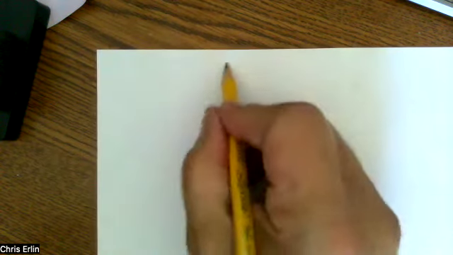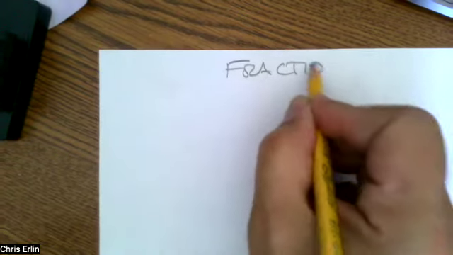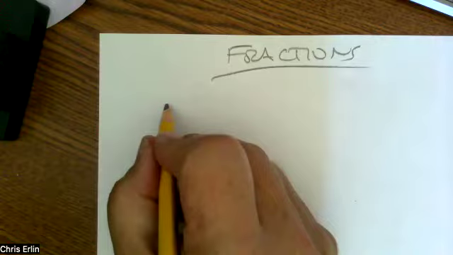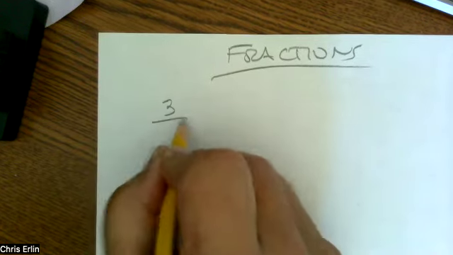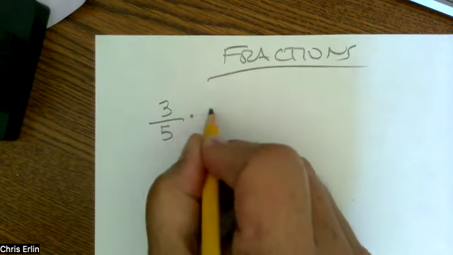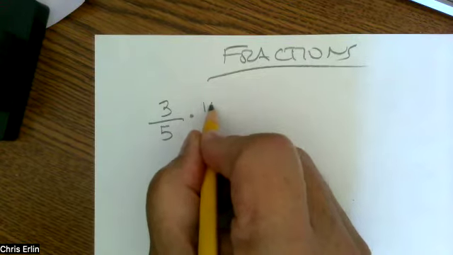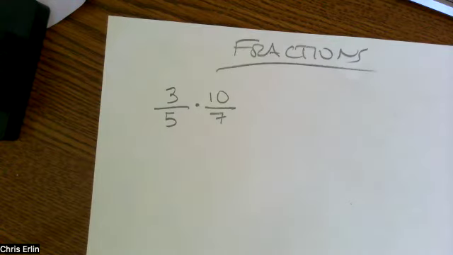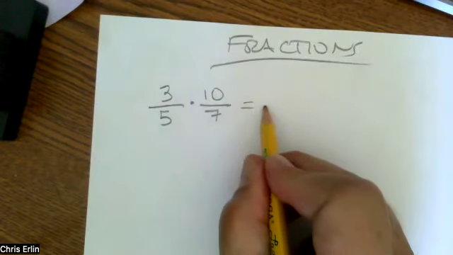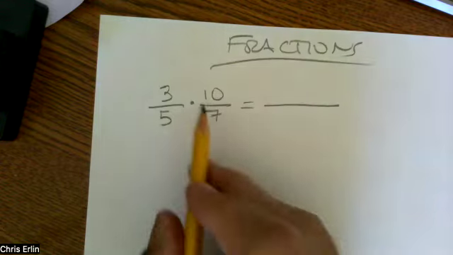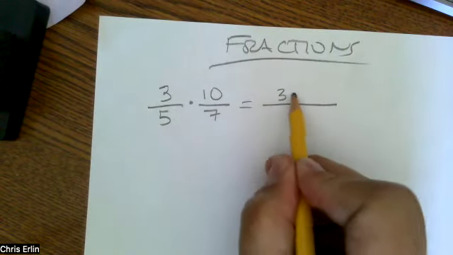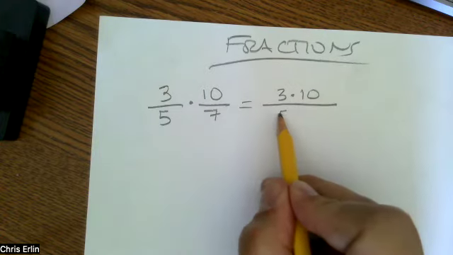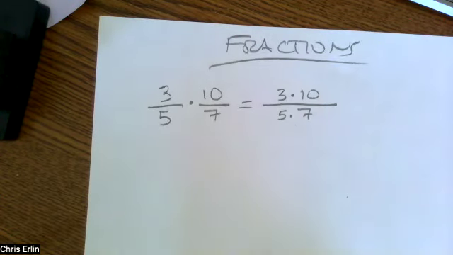All right, going back to fractions for a second. Like we said, fractions are easy to multiply, harder to add. If I have, for example, 3/5 times 10/7, and I multiply these fractions, they create one big fraction where the top is the result of these multiplied together and the bottom is the result of these multiplied together.